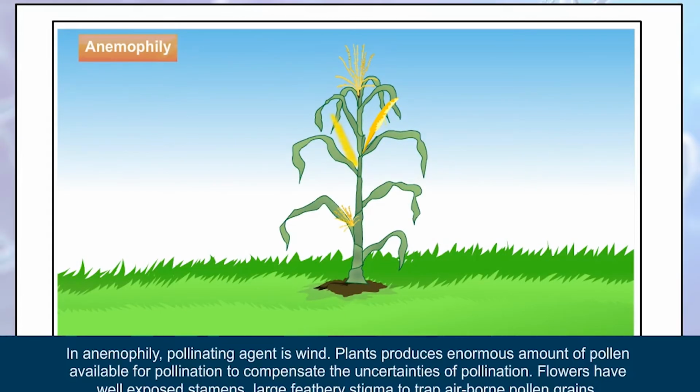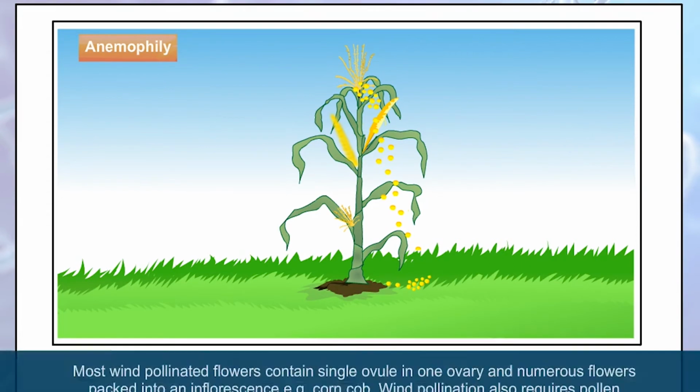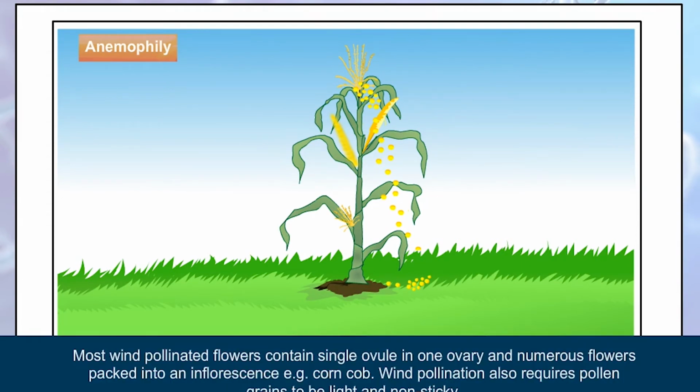Anemophily. In anemophily, the pollinating agent is wind. The plant produces an enormous amount of pollen to compensate for the uncertainties of pollination. Flowers have well-exposed stamens and large feathery stigma to trap airborne pollen grains. Most wind-pollinated flowers contain a single ovule in each ovary and numerous flowers packed into an inflorescence, for example corn cob. Wind pollination also requires pollen grains to be light and non-sticky.